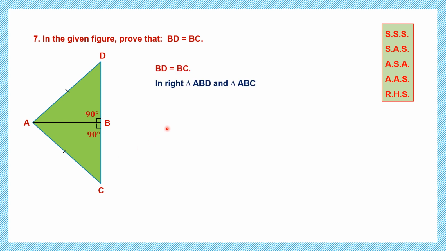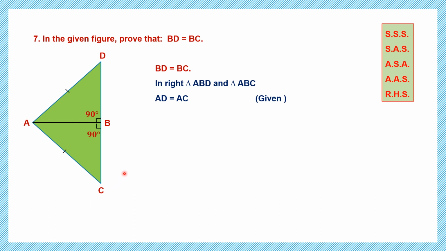Now in the right triangles ABD and ABC. Now why are we saying right triangle? Because both have 90 degrees and they are right angled triangles. So in these two triangles, what is given to us is AD is equal to AC. This is given to us. AD is equal to AC. This is already given to us.